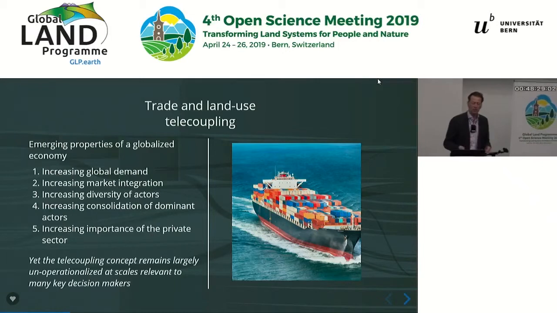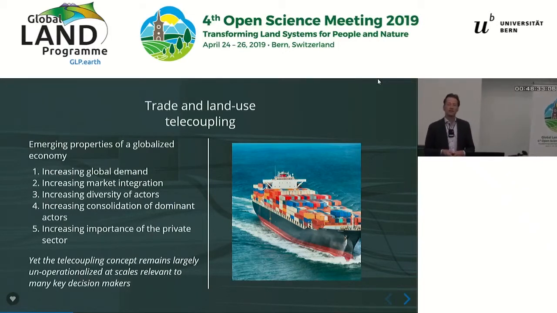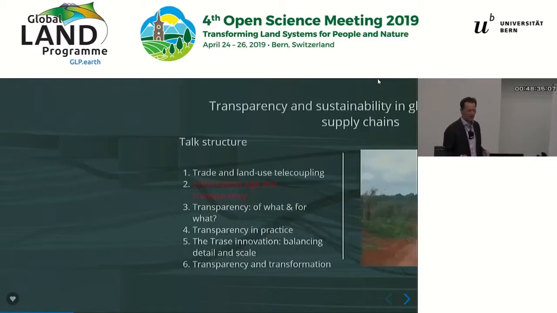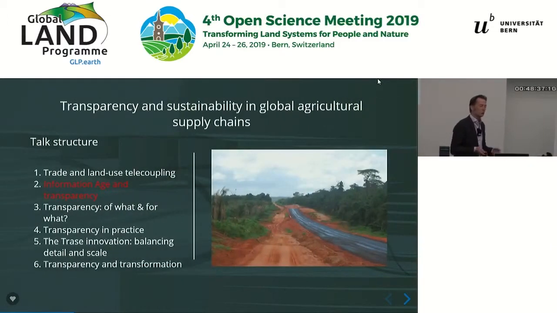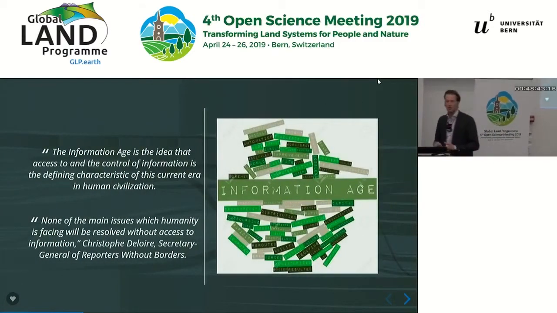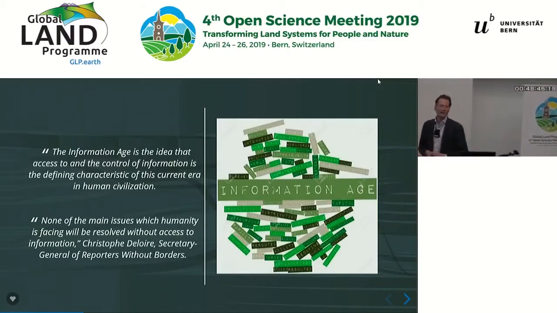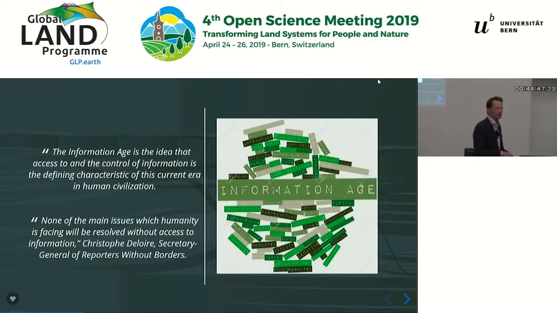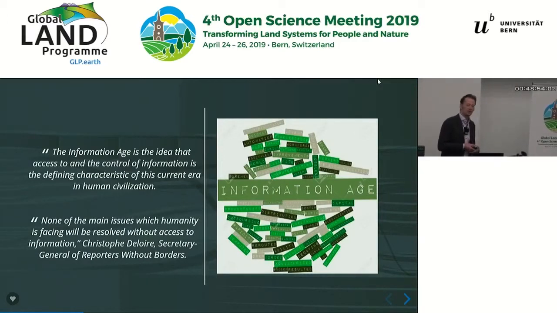And increasing importance of the private sector. Yet despite appreciating the nature of these connections, this concept remains largely unoperationalized. But we're moving into a space where maybe it can be, and it's been increasingly described as we're entering an information age with all of the opportunities and the risks that this entails. And there are quite a few definitions of this, and one that I think is quite striking is that access and control of this information is one of the defining characteristics of this era.